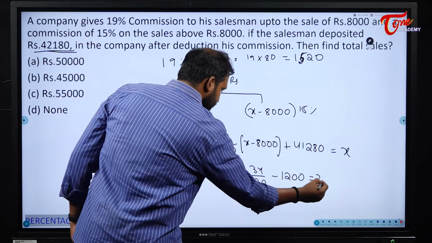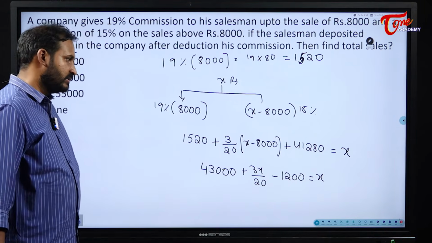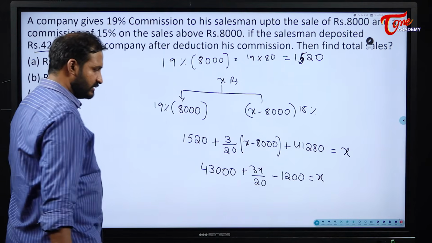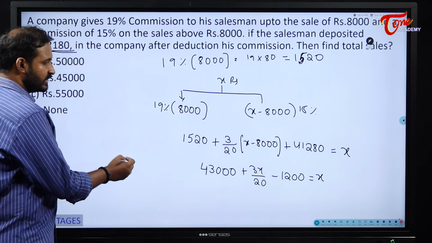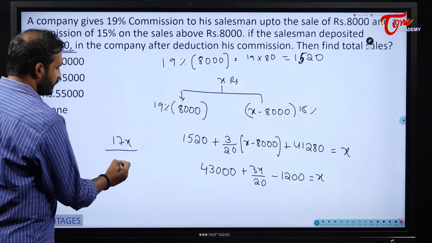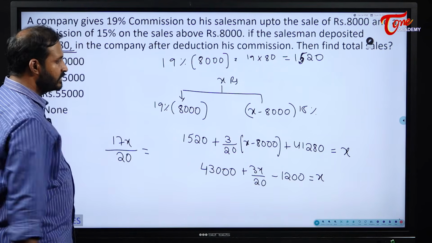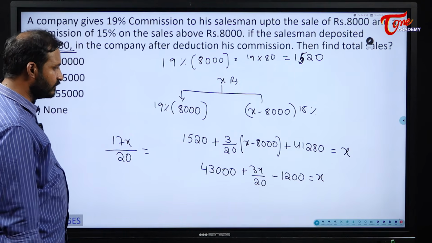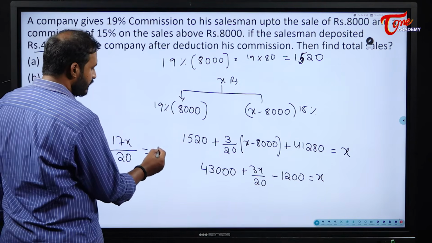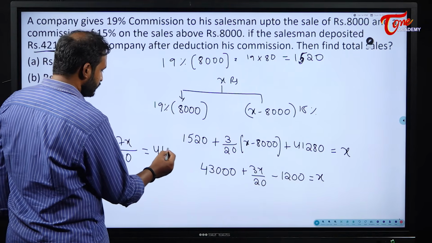Equal to some x. Now I will send that 3x to the other side. What happens when I send that 3x to that side? It will become 17x by 20, which is equal to 43,000 minus 1200, which becomes 41,800.